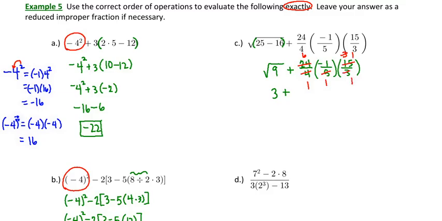Awesome! We knocked out a lot of common factors there, so we can now multiply straight across the numerators. In the top, we have remaining 6 times negative 1 times 1. That gives me a negative 6. And notice the only thing left there in the denominator is 1. 1 times 1 times 1 is 1. So we end up with 3 plus negative 6, or you can think of that as 3 minus 6, and that gives us a final answer of negative 3.